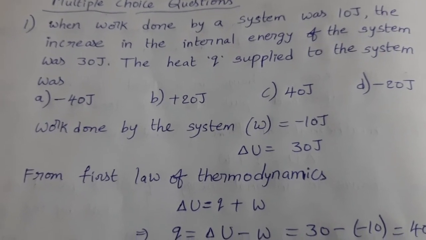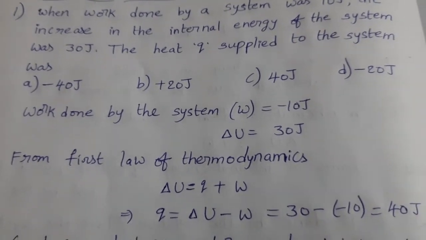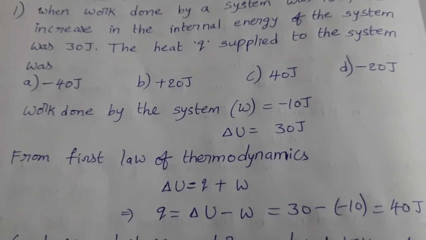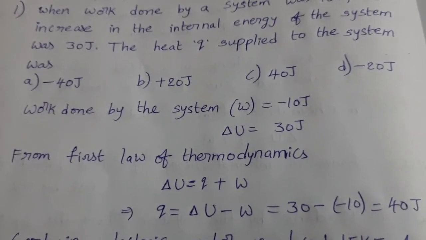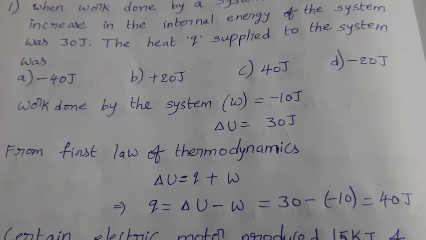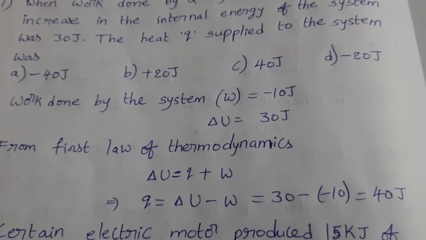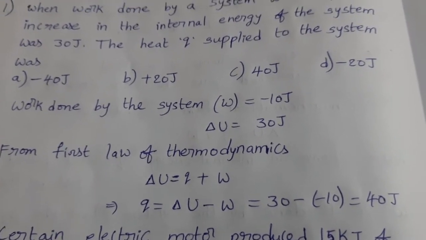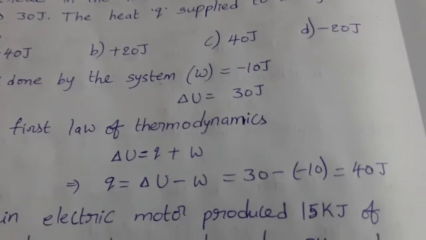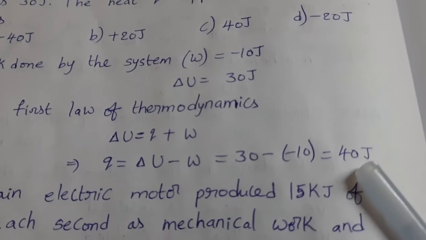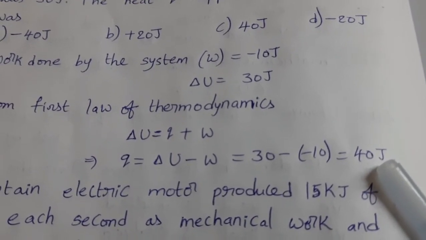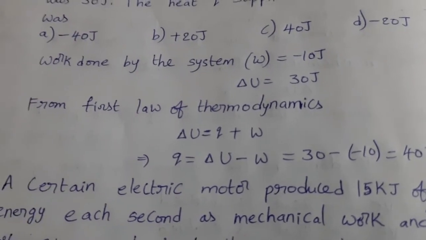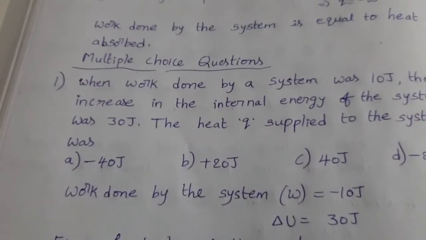From first law of thermodynamics, mathematical form, delta U equal to Q plus W. Q we want, so Q equal to delta U minus W. Substitute values, 30 minus of minus 10, then we can get 40 joules. So 40 joules of heat energy is supplied to the system. What is the option? 40.